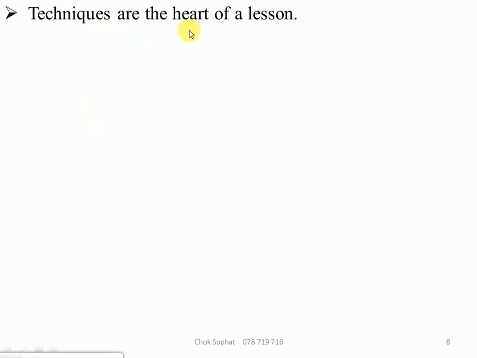Techniques are the heart of the lesson. Yes, techniques are very important. Technique is the heart of the lesson. So when planning the lesson, you have to carefully choose the technique that is suitable for the level of the student and the type of lesson that you teach.